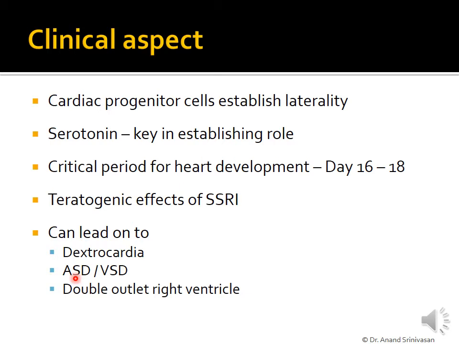ASD, which is atrial septal defect, ventricular septal defect, and double outlet right ventricle. Double outlet right ventricle means that both the aorta and the pulmonary artery arise from the right ventricle. So the aorta, instead of arising from the left ventricle, arises from the right ventricle. These are some of the cardiogenic effects that can happen if the laterality is not established.